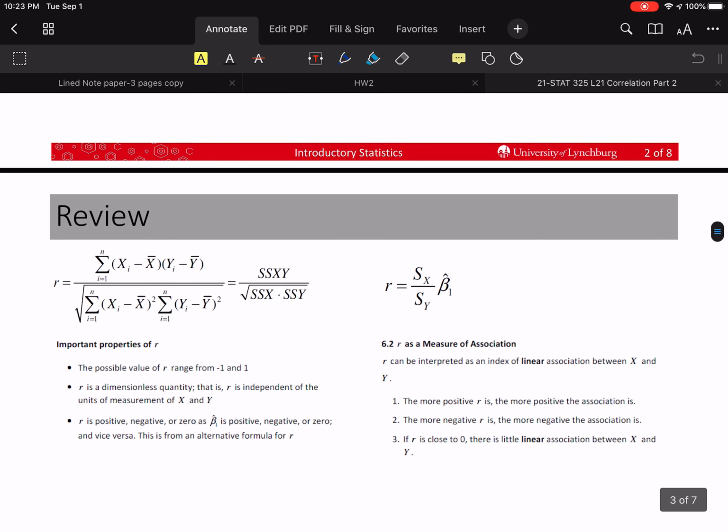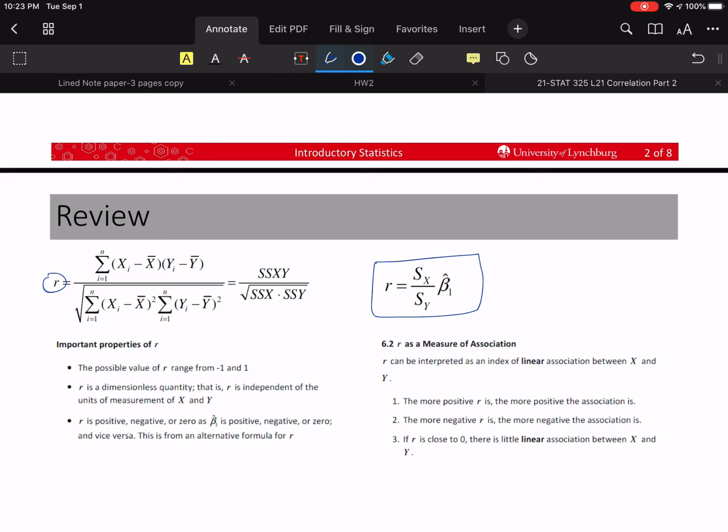Now last time we went over this formula for the sample correlation coefficient, R, and we talked about an alternate formula using the standard deviations and the slope. And then we talked about some important properties of R, that it's between -1 and 1. It's dimensionless. There's no units. It's independent of units. If R is positive, beta 1 hat, the slope, is positive. If R is negative, the slope is negative, and if R is 0, the slope is 0.